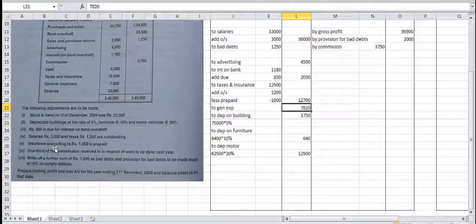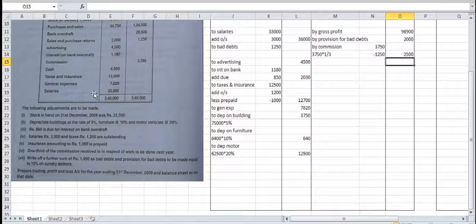Now 1/3 of the commission received in respect of the work is for next year. 1/3 means 3,750 into 1 divided by 3. How much will you get? 1,250. 1,250 should be less. Minus 1,250. Now the amount is 2,500.